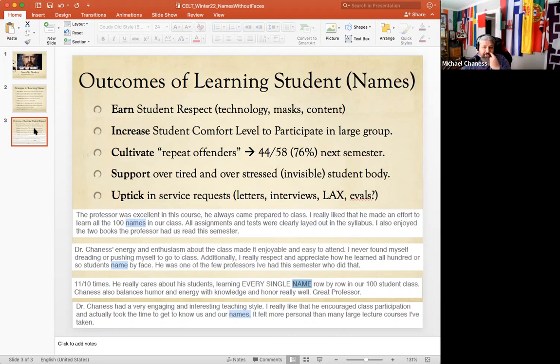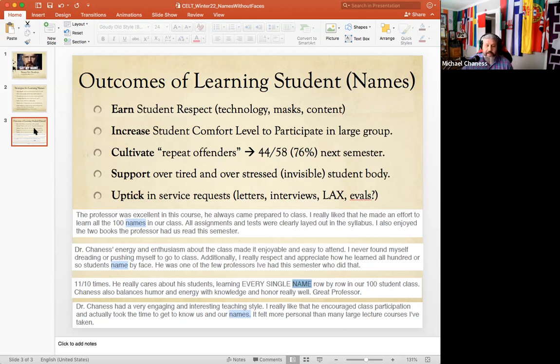Third, to cultivate what I call repeat offenders. And those are the students who take more than one course with you throughout their time. And I don't know what you teach. I don't know what your role at the university is, but I'm in a very small department, and I'm the only professor who teaches only Native American Studies courses here.